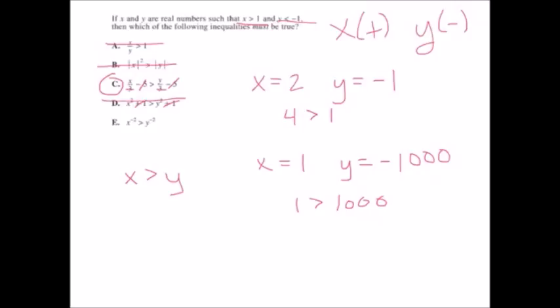And then answer choice E, remember what a negative exponent means. It means 1 over x to the positive 2, and this would mean 1 over y to the positive 2. This is really asking us the same problem, is x squared greater than y squared? Sometimes, and sometimes not. So C is the only answer choice that makes sense.